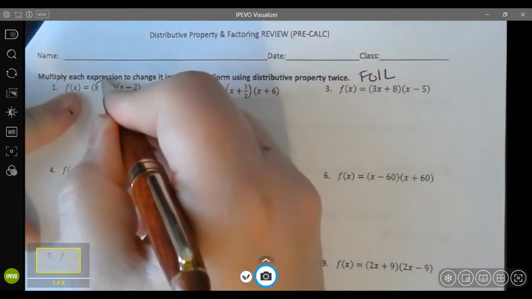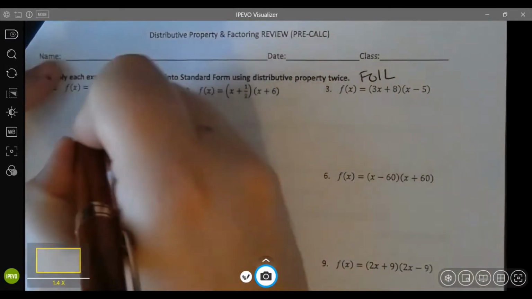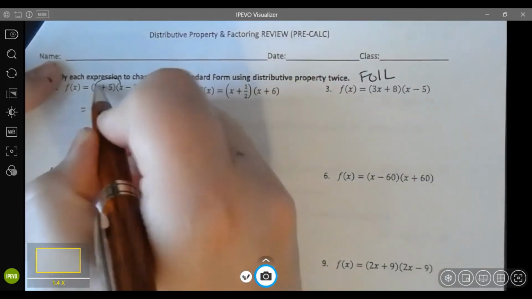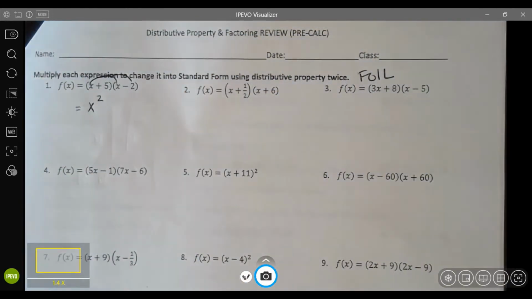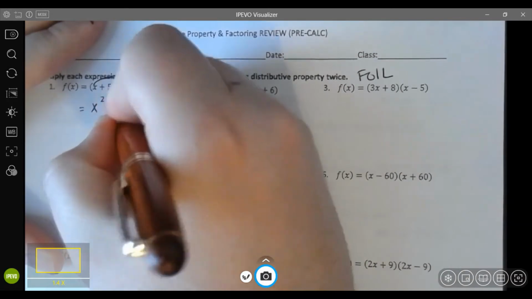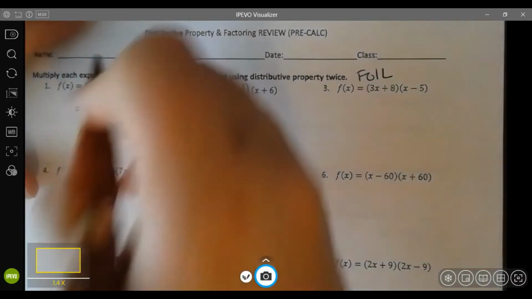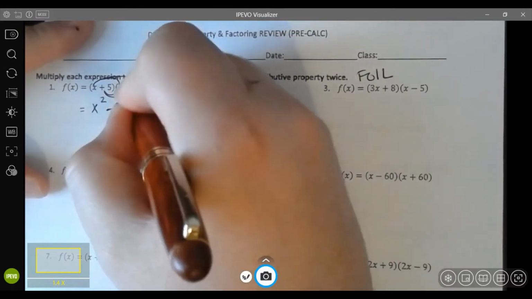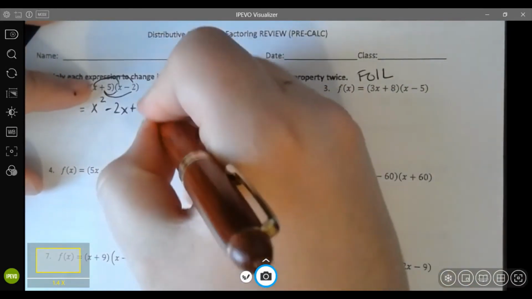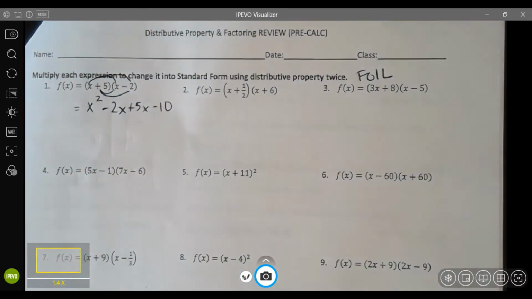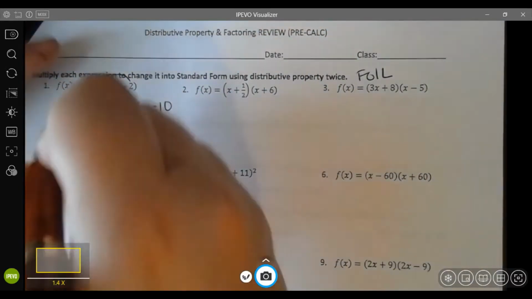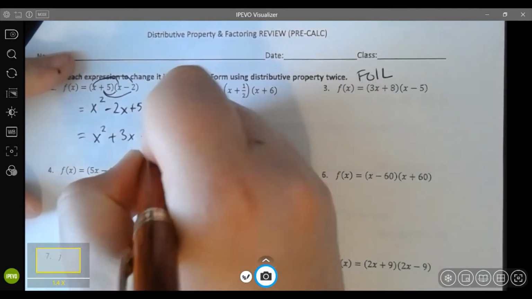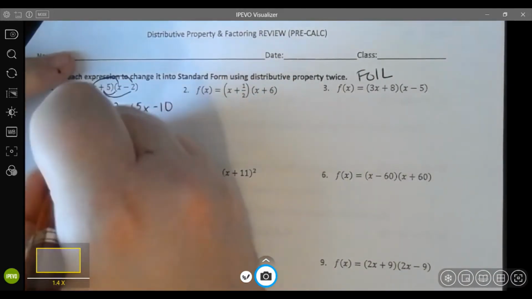So x times x is x squared. X times negative 2 is negative 2x. And then plus 5 times x, which is 5x. And then 5 times negative 2, which is negative 10. So the last thing you can do is just combine like terms. So x squared plus 3x minus 10. And that is f of x.